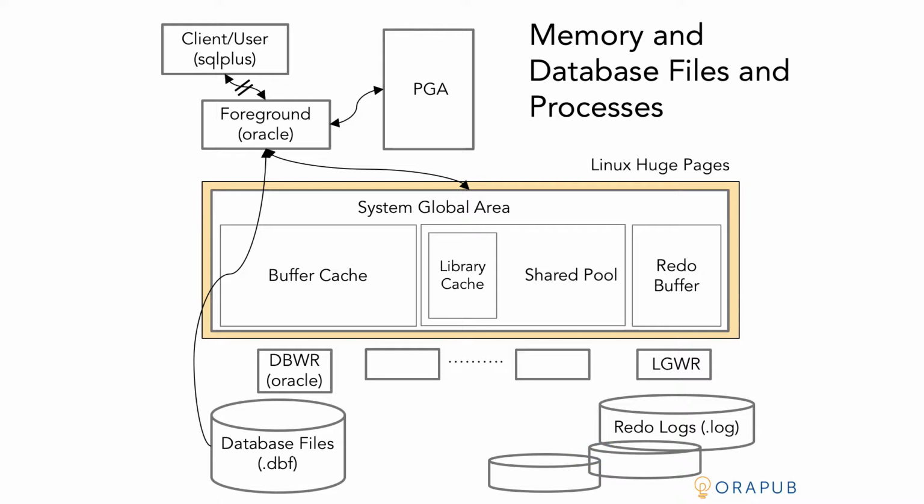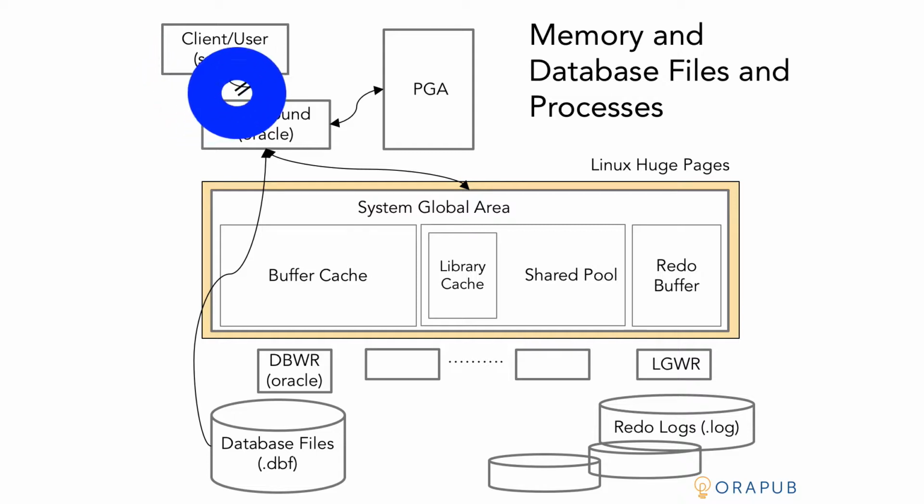Now let's look at the client or the user processes. The client processes send and receive information to and from their associated foreground process. For example, it could send a SQL statement along with a command to parse or execute that SQL statement. Example client processes are SQL*Plus, Toad, and SQL Developer. Basically, that's any process that communicates with a foreground process, which I'll talk about in a minute.